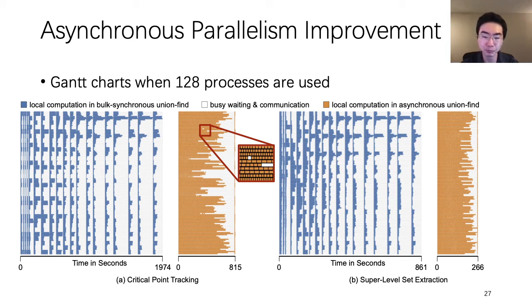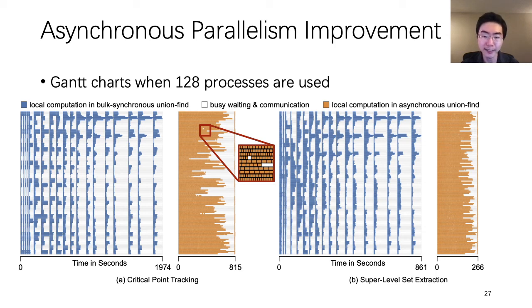Blue bars encode the computation time of the baseline with synchronous parallelism. Orange bars encode the computation time of our asynchronous union find. White bars correspond to the idle and the communication time.